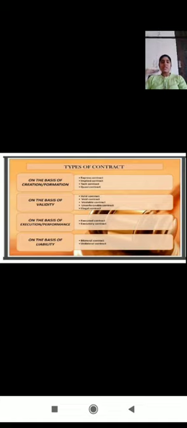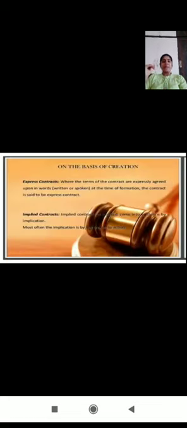The first one is on the basis of creation. The types of contract are divided on the basis of creation or formation, on the basis of validity, on the basis of execution, and on the basis of liabilities. First, we are going with the basis of creation. On the basis of creation there are four types: express contract, implied contract, tacit contract, and quasi contract.